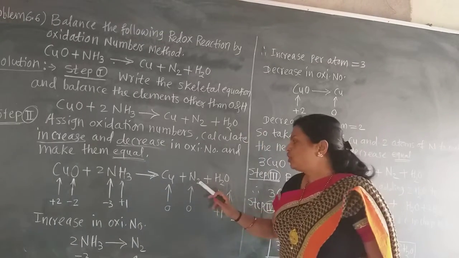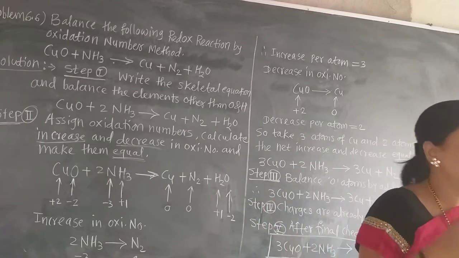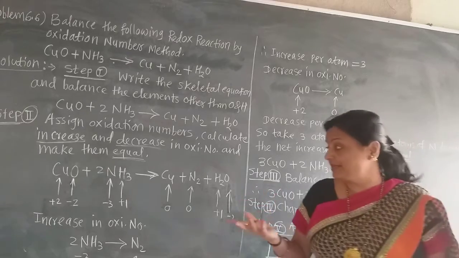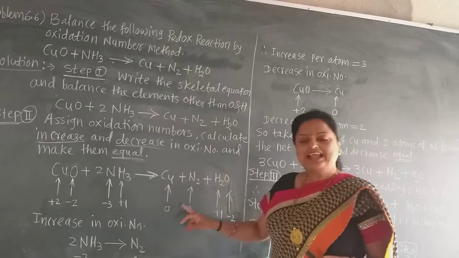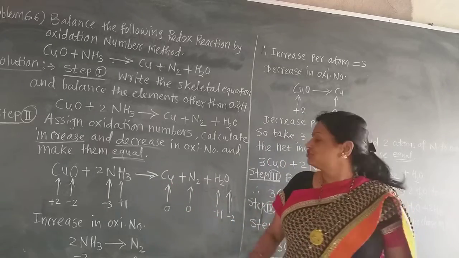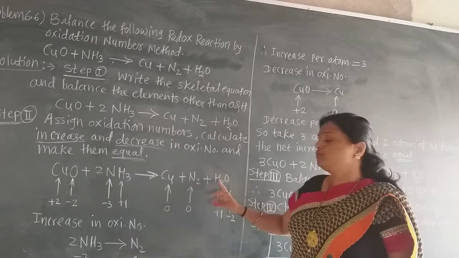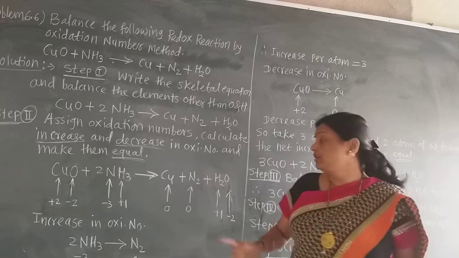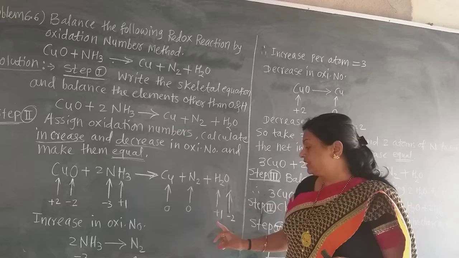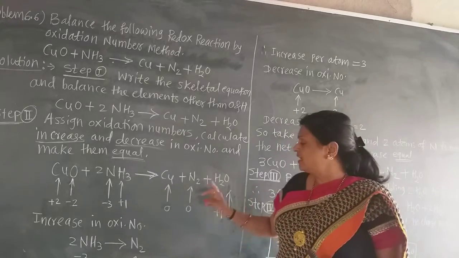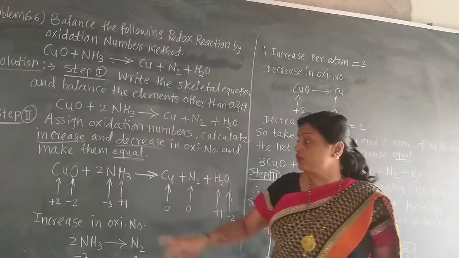Now we know the rule that when elements are in their free state, that is when they do not react with any other element, their oxidation state is always 0. So here copper and nitrogen are in the free state, so their oxidation states are 0. And in water, the oxygen has -2 and each hydrogen atom has +1, so total +2 balances -2. Always write the oxidation number of only 1 atom and not the total oxidation number of all the atoms.